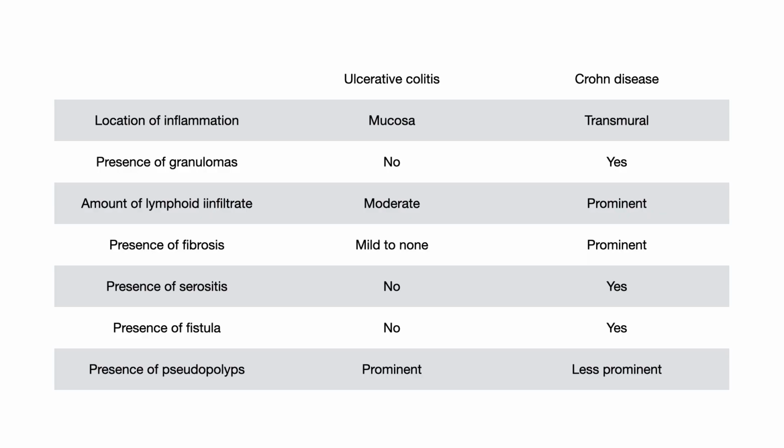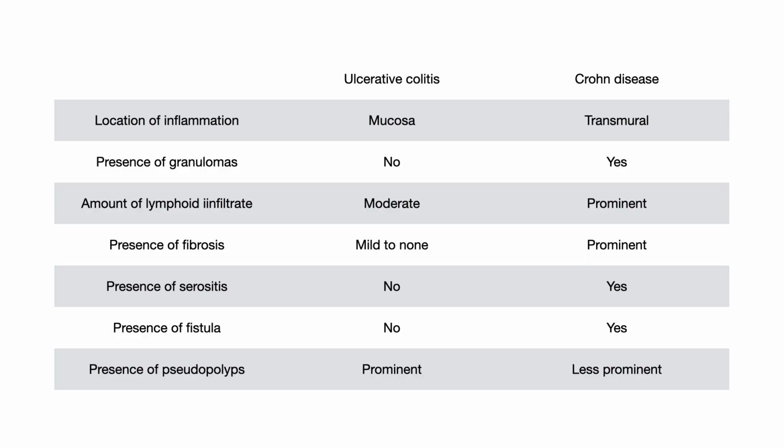Presence of fibrosis. It's only mucosal for the most part with ulcerative colitis, maybe a little bit in the submucosa, so you don't see the fibrosis. But since Crohn's is transmural with the inflammation, you get fibrosis, and that's what leads to the strictures. Serositis, you see it in Crohn's because it's transmural, so it goes to the serosal surface, whereas ulcerative colitis doesn't.